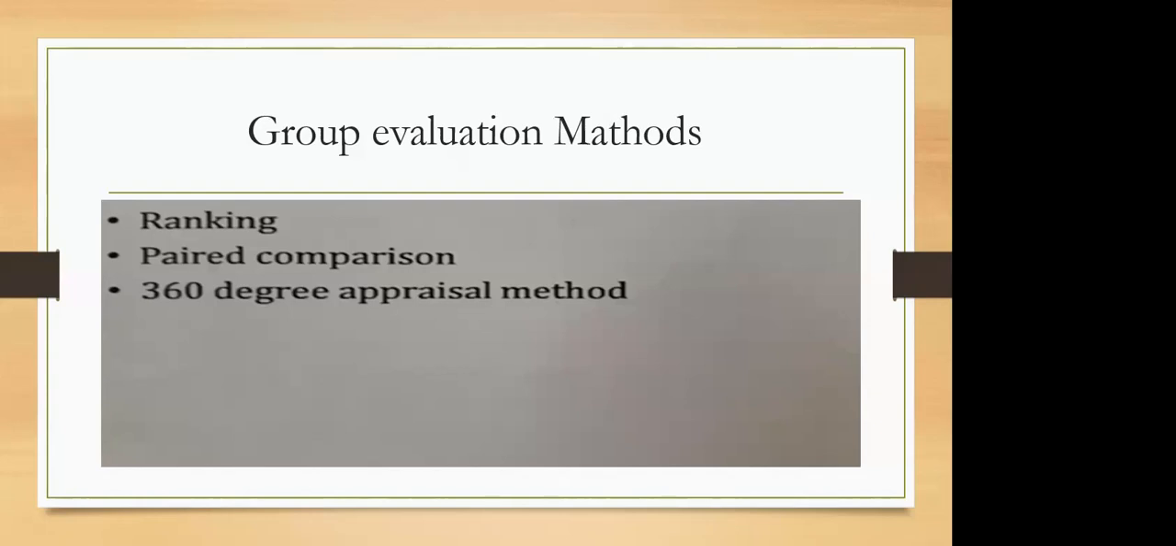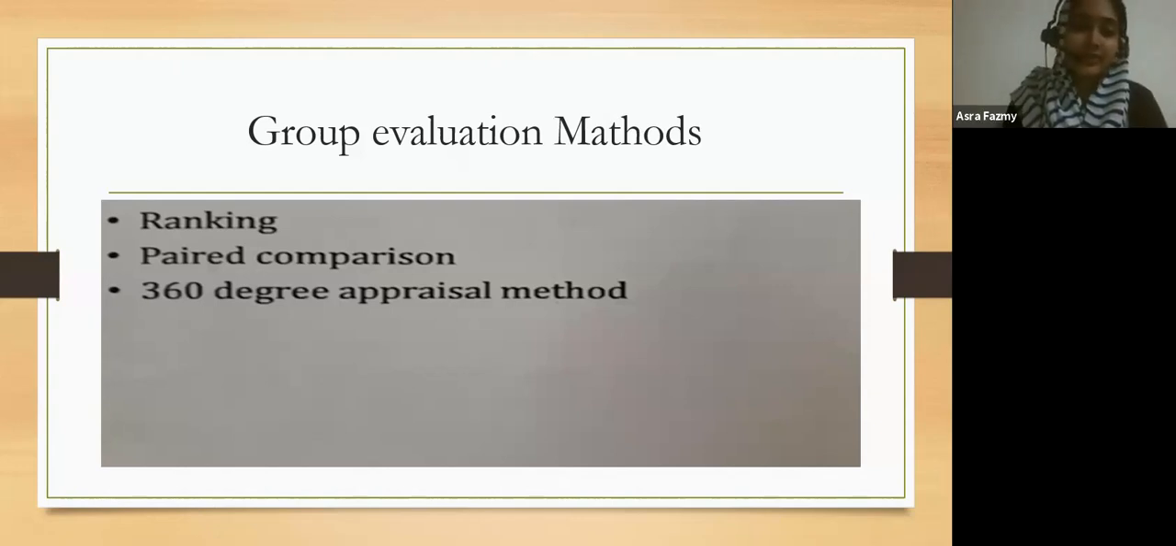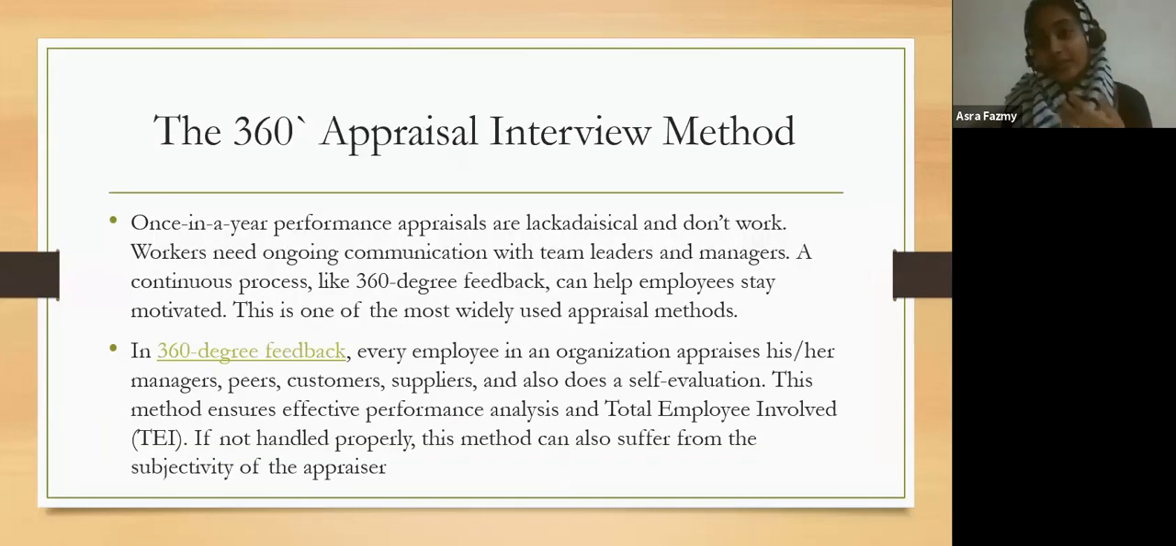Under this group evaluation method, we have the ranking method, pair comparison, and 360-degree appraisal. Out of this lot, 360-degree appraisal is the most famous one, so we'll study it. Please pay attention to this method, because this is in your assignment. You'll have to answer it. This is called the 360 appraisal interview method. Can I quickly copy this down?